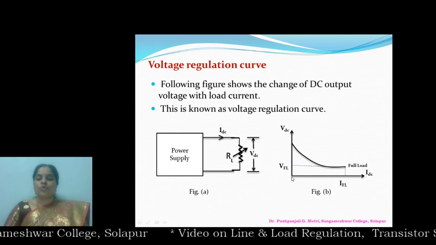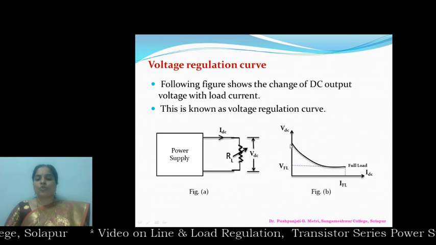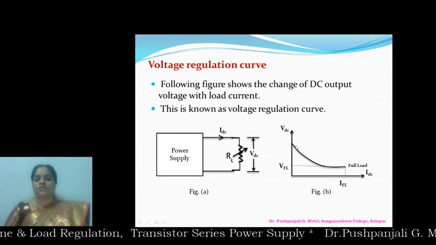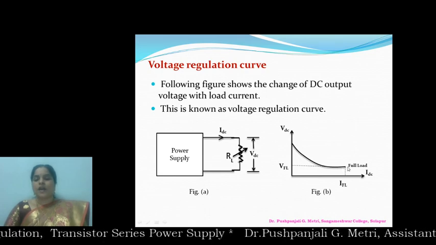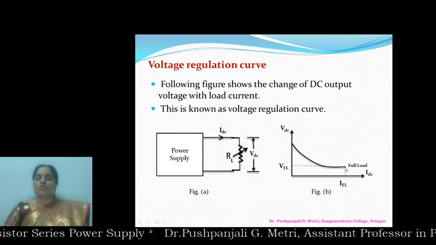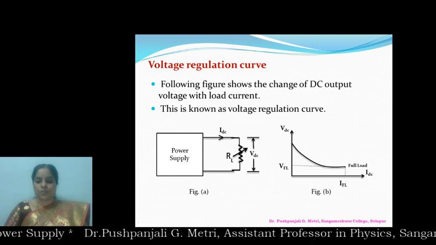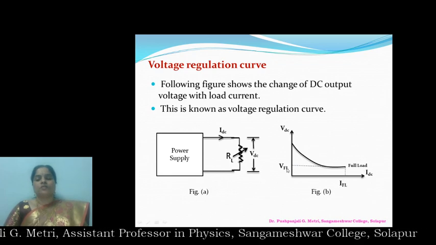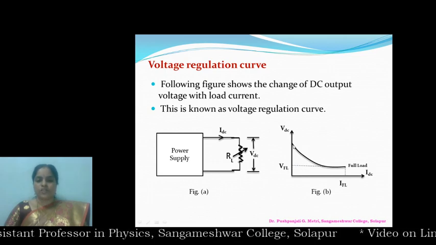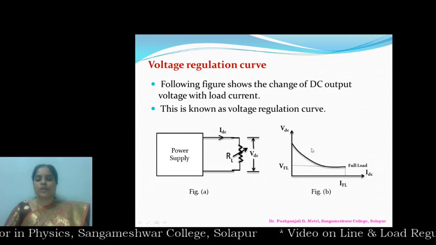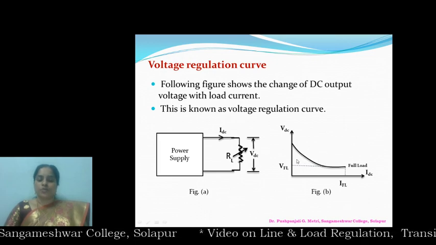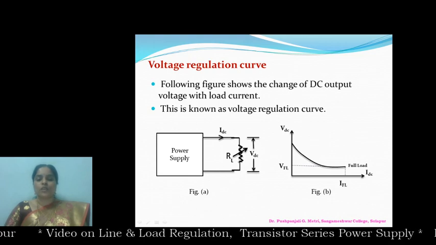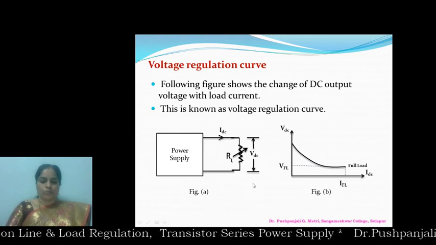So at no DC current, the DC voltage is maximum, and gradually, as the current increases, the DC voltage decreases. At the point where the full load is connected to the regulated power supply, the current is maximum, whereas the voltage will be minimum. This curve, shown in figure B, is known as the voltage regulation curve. From this circuit diagram we can understand how the voltage regulation curve can be obtained.